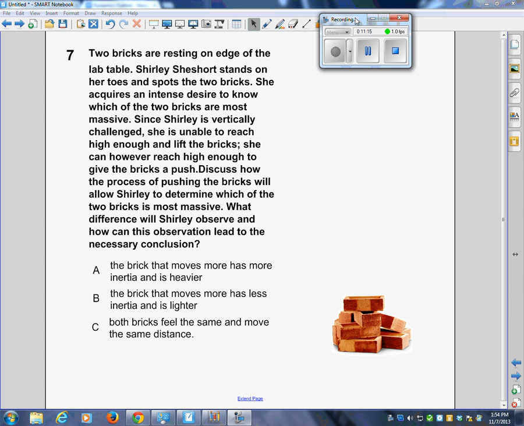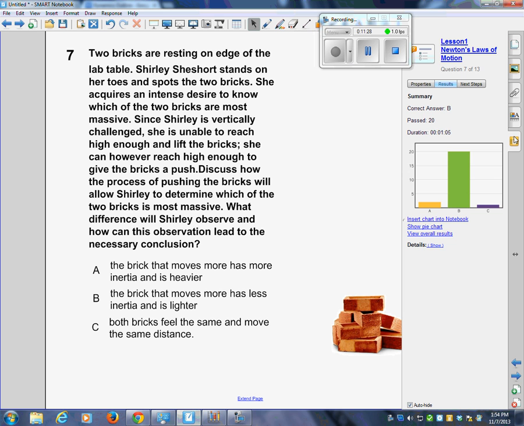So, which one is true? A: The brick that moves more has more inertia and is heavier. B: The brick that moves more has less inertia and is lighter. C: Both bricks feel the same and move the same distance. Hopefully nobody picked C. Oh, one person did.